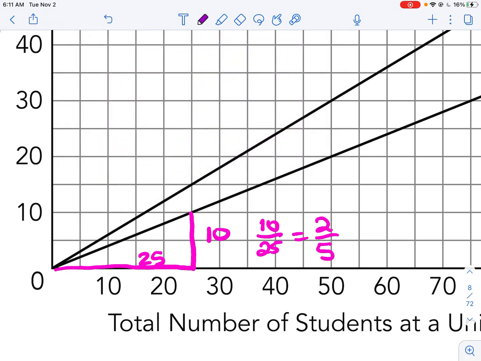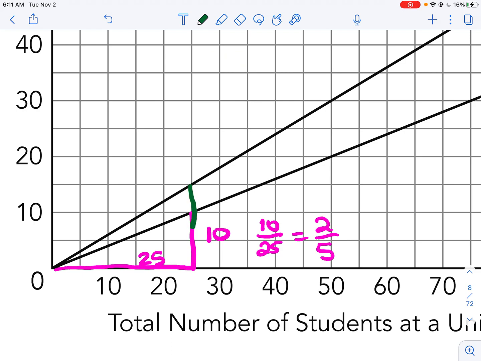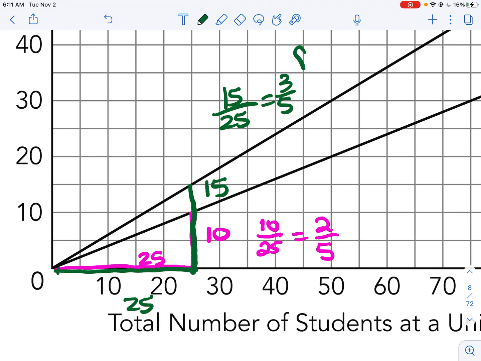So now let's look at this one. Let's make it a different color. Make it green. So if I went here, the height on that one is 15. If I went over here, it's still 25. So it's 15 over 25. If I simplify that, that gets 3/5. So the green that I just did deals with the females, because isn't that what our constant of proportionality was before? And for the males, it was 2 to 5.